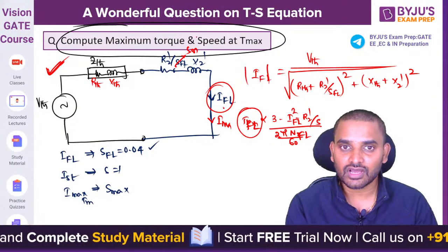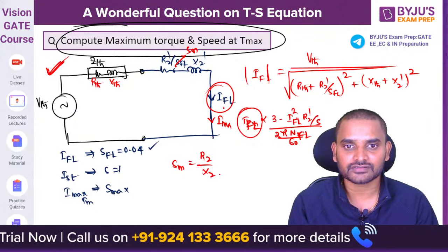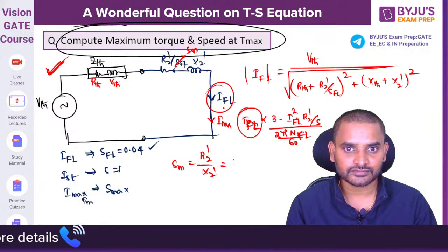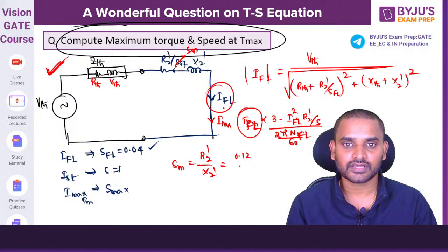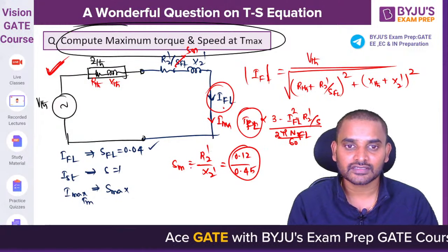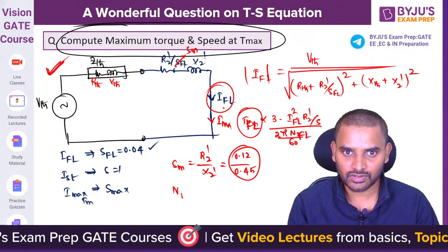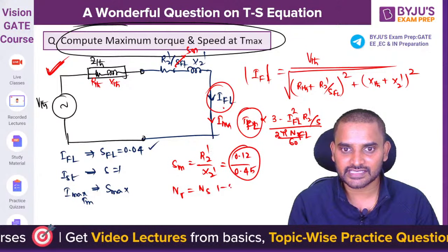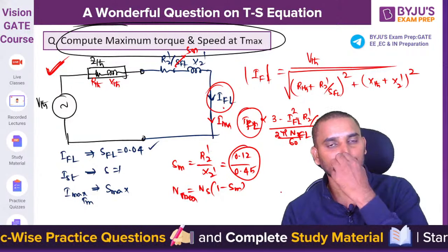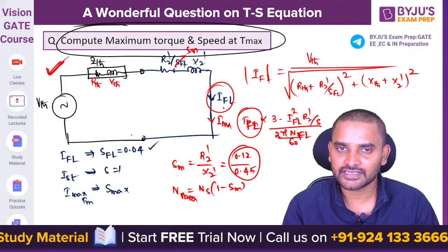That's it. How do you solve for the slip corresponding to maximum torque? Slip corresponding to maximum torque is R2 dash divided by X2 dash. R2 dash I know is 0.12, divided by X2 dash 0.45. So you'll get the slip corresponding to maximum torque. Then substitute the slip in the rotor speed: Ns times (1 minus Sm). Likewise, if you do it, then definitely you will get the answer.